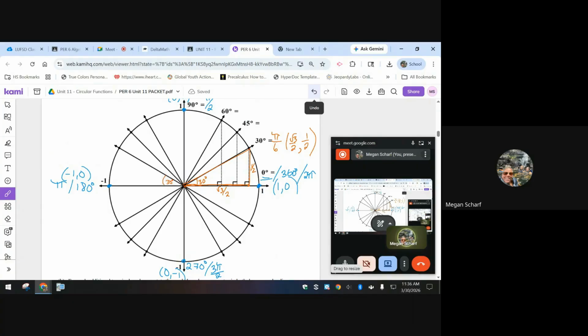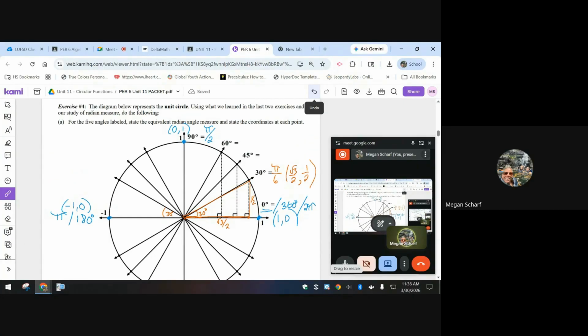If I'm 30 degrees short of 180, what angle is that? 150. So this means that the reference angle for 150 is 30 degrees. Does everyone kind of connect that?